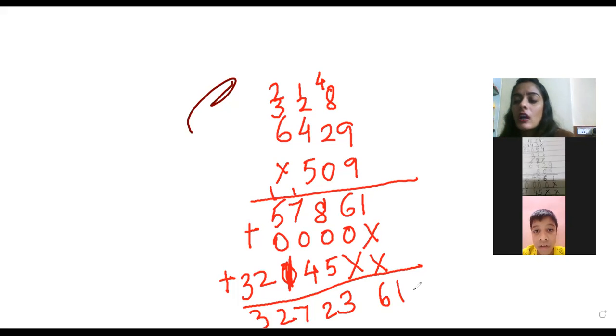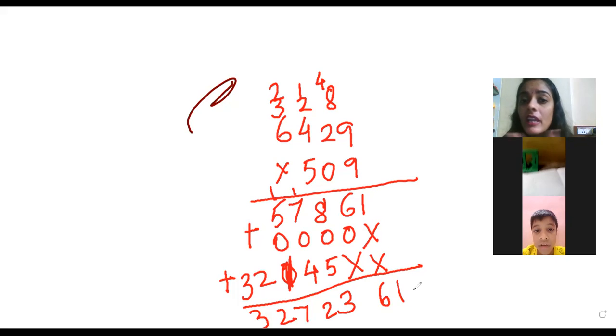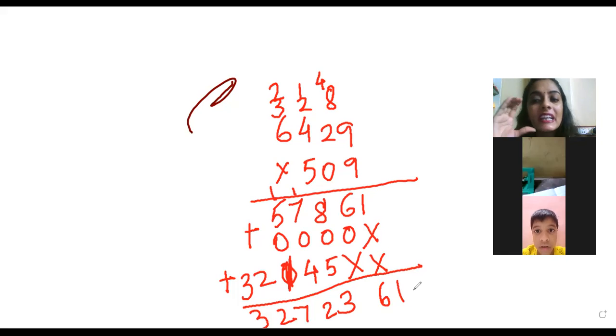Okay, both of you. Is it clear? Now this way you have to solve the exercise. Only that 10 questions for multiplication. Okay. So next class, if I see you have done your homework correctly, then only I will start your division. Otherwise, we will again do the multiplication.